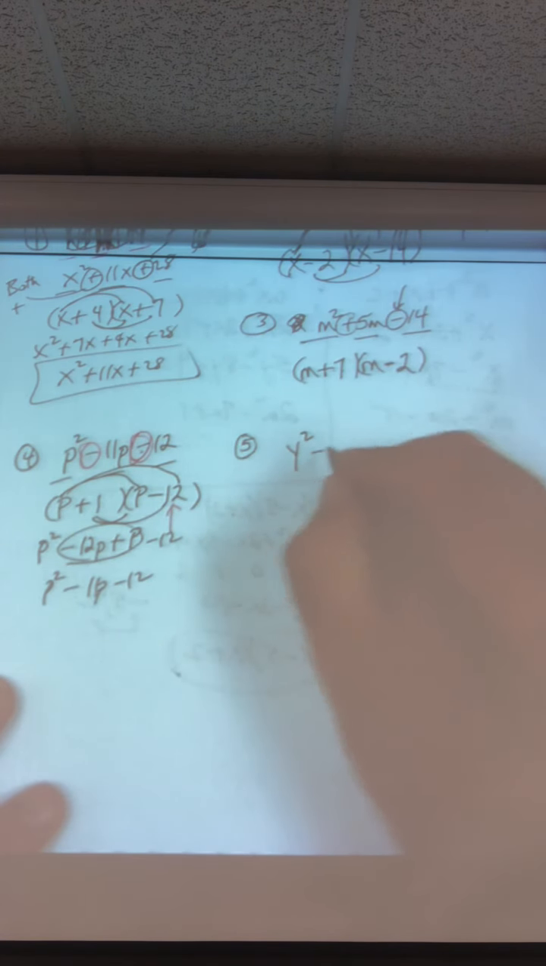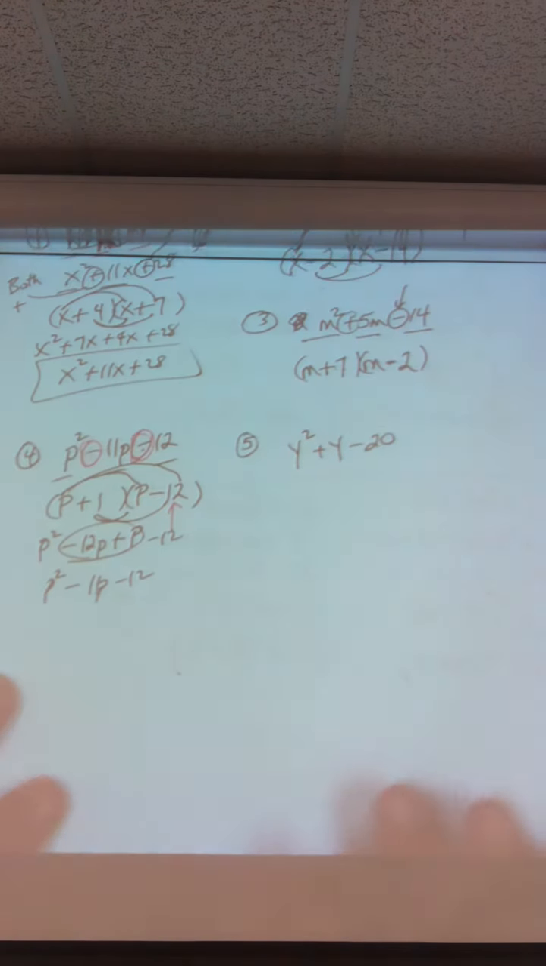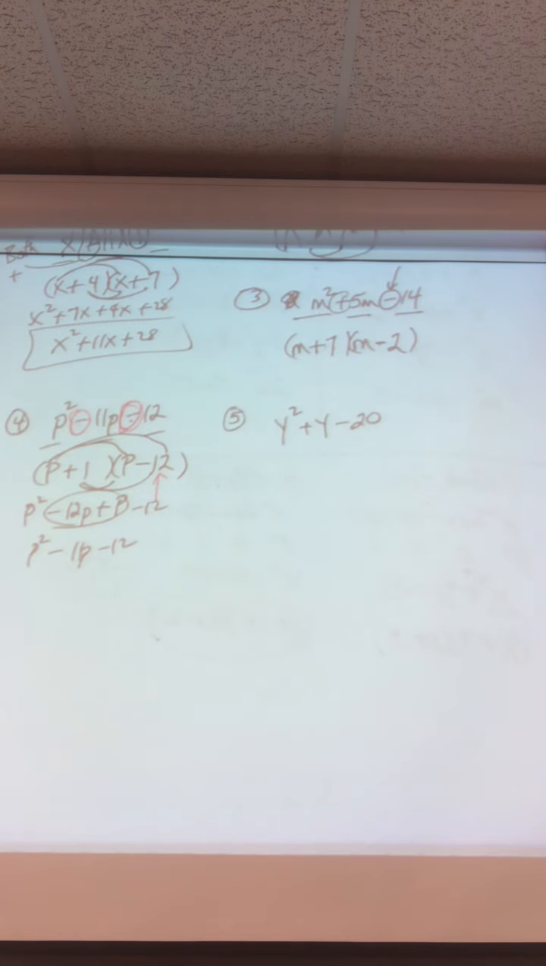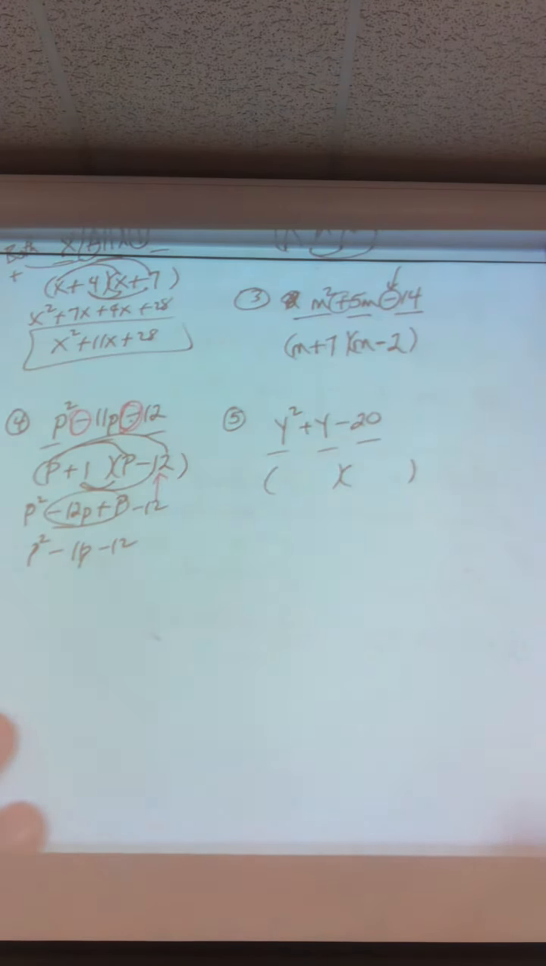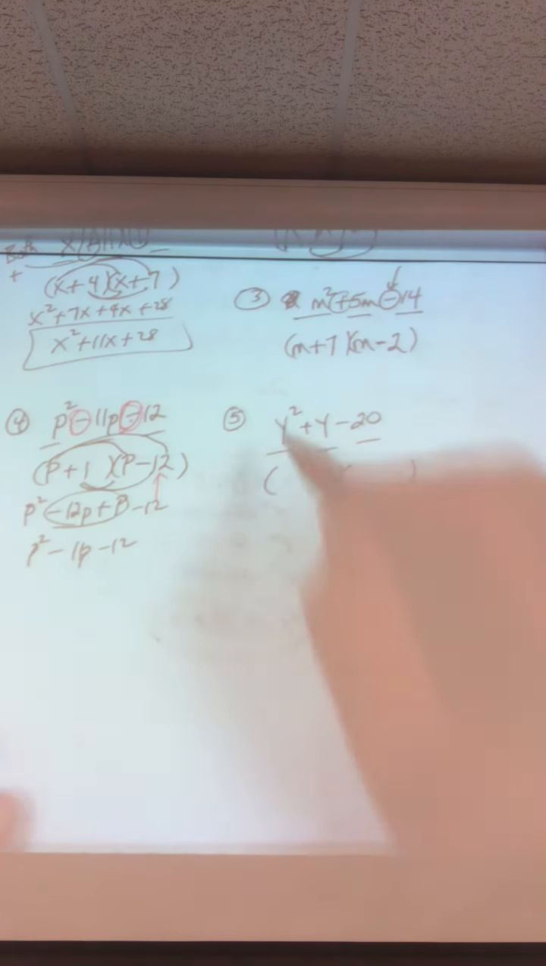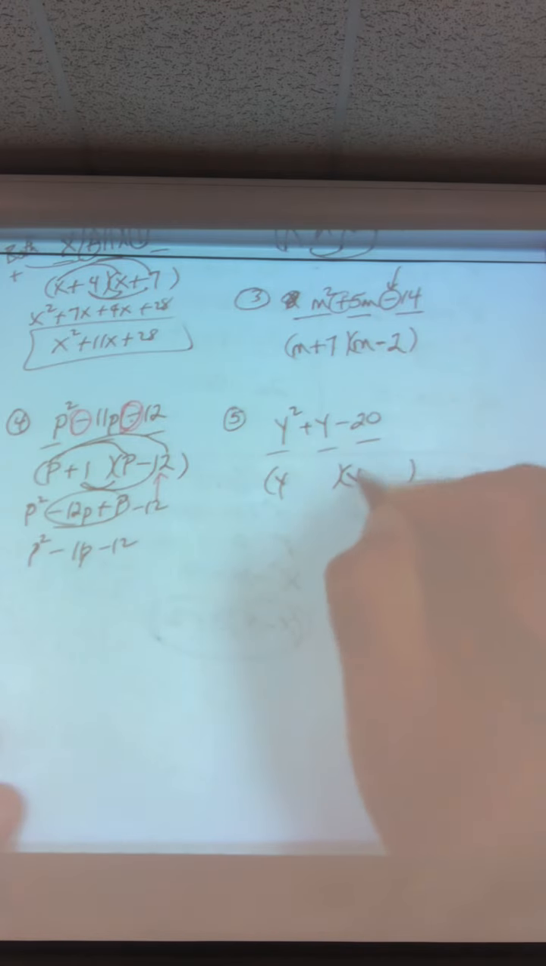Y squared plus y minus 20. Okay, first, look for a GCF. This doesn't have one, so that's out. Next, if this is a trinomial, if it factors, it will be a binomial times a binomial. All right, so y squared breaks up as y times y.